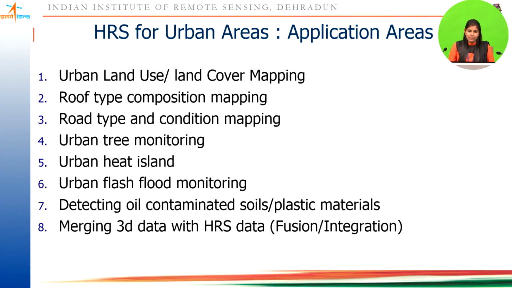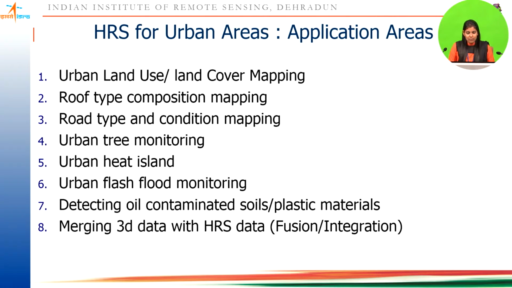What are the different applications of hyperspectral remote sensing within the urban canopy? It can be used for precise urban land use land cover mapping. It can be used for roof type composition mapping. As we know that in India, the roof can be made up of different materials. It can be made with tiles, it can be made with concrete, it can be made with cement and red tiles. So all these types of roofs can be differentiated with the help of hyperspectral remote sensing.